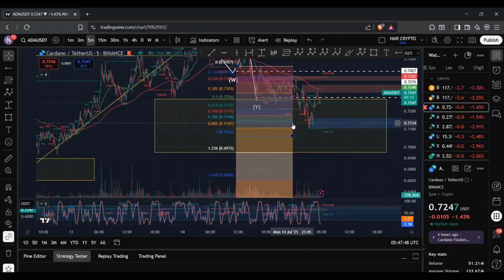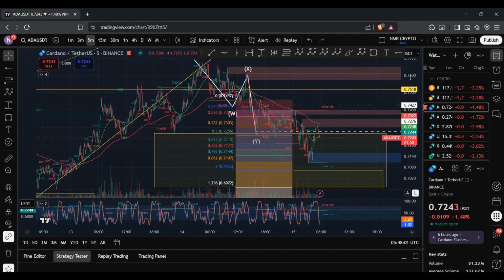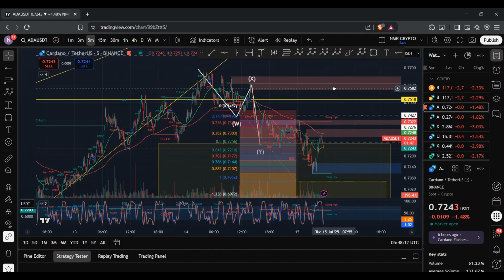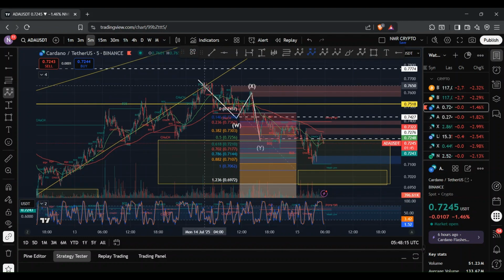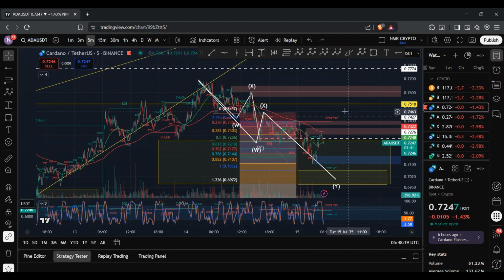And so I'm looking for that Y wave to reach this region between 69.72 cents to 70.62 cents, so anyway, within this region here. And so it's possible that we could go slightly deeper. But given that we have met the minimum requirement, which is the 61.8% retracement level at 72.1 cents, it's still possible that this WXY structure is complete and we see that push to the upside. But again, it's possible that we go slightly deeper, where this Y wave could reach this region here.